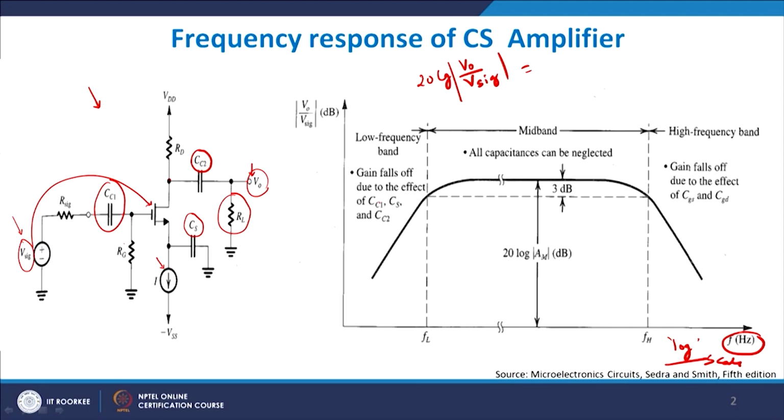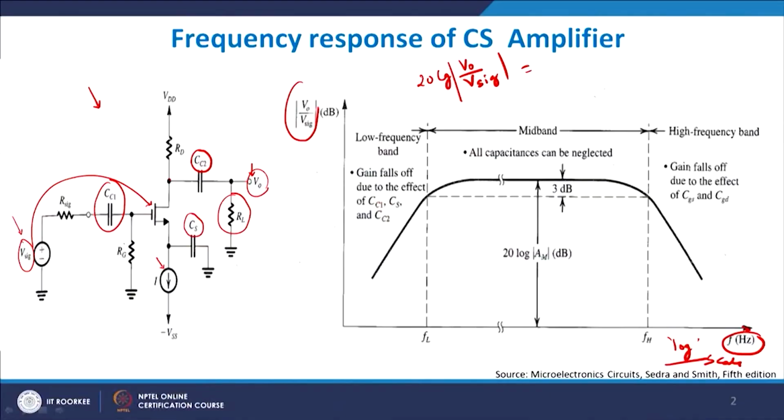Please understand your x axis will not be a linear scale, it will be a log scale, and your y axis will be the transfer function, output voltage by input voltage, the mod of that expressed in dB. Why the mod? Because at this stage we are not interested in whether you have a phase difference or not. We are just interested in looking at the magnitude.